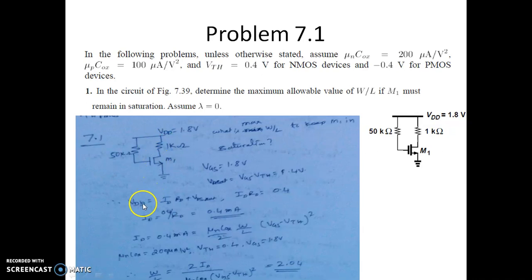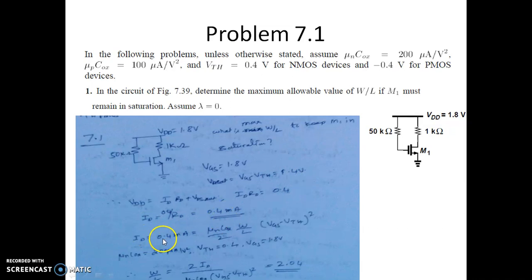Writing the KVL for the outer loop, VDD is equal to ID into RD plus VDS. This is the equation we have. From this we can estimate the value of drain current that will flow through the MOSFET when it is at the verge of saturation, because we have taken VDS as 1.4 volt. Then the drain current comes out to be 0.4 milliampere.